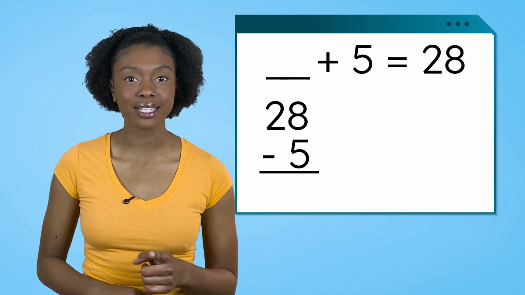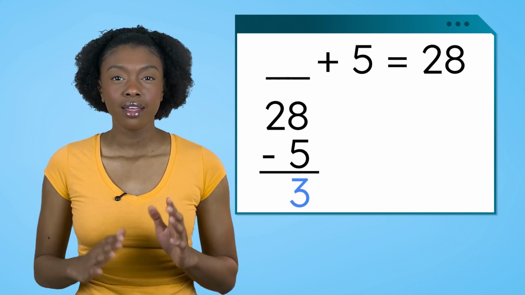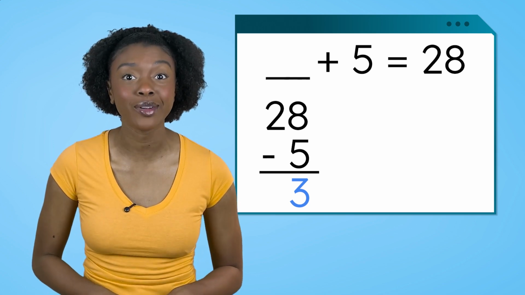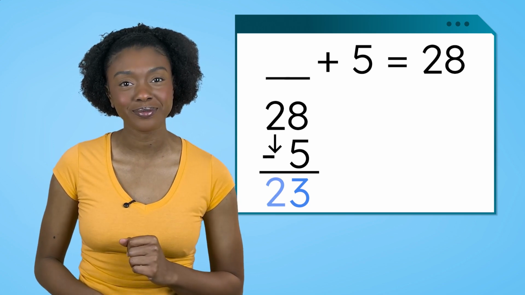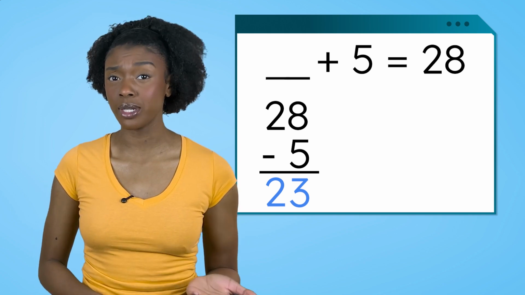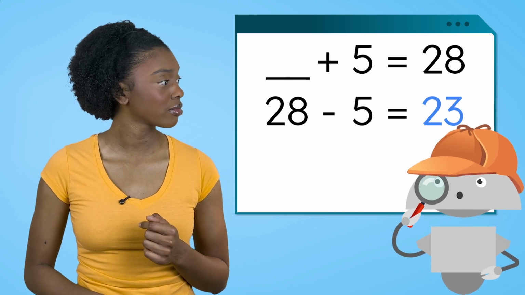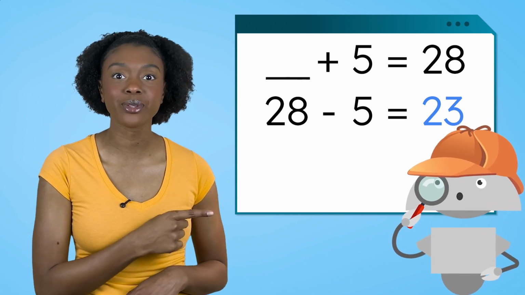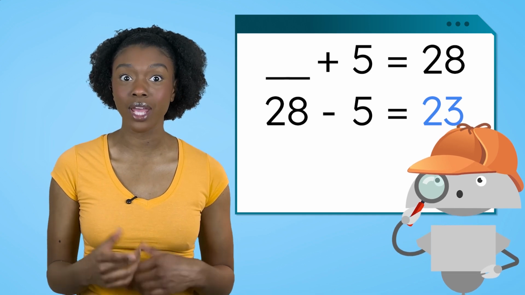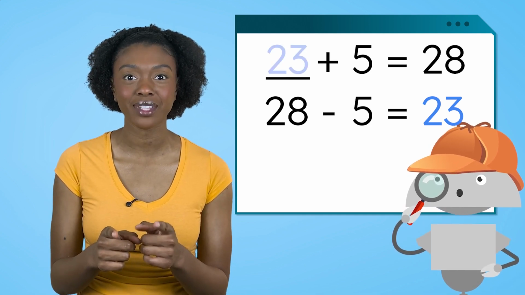In our ones place, 8 minus 5 equals 3. There's nothing to subtract from the tens place, so we will just bring it down and it will stay the same. Our answer is 23. Are we done? Oh, Mia's right. Now we need to try adding 23 where we had a missing number in the math quest to double check our work.